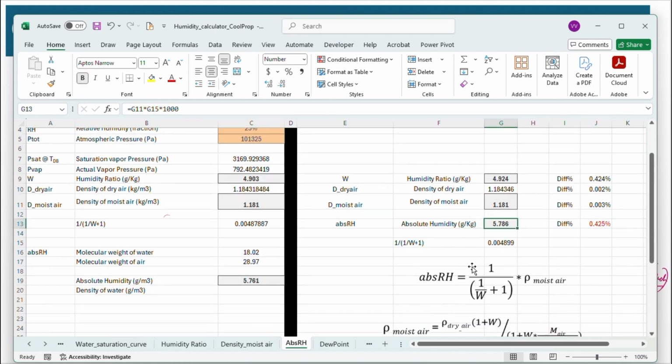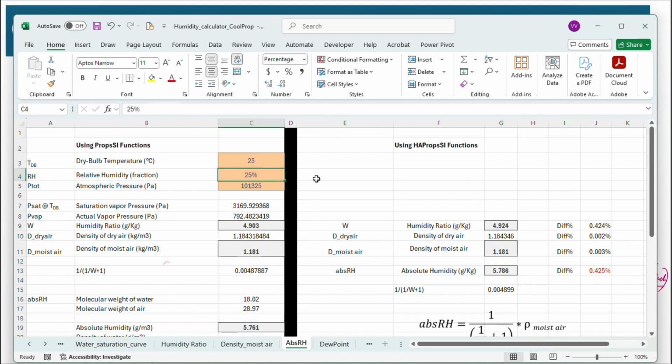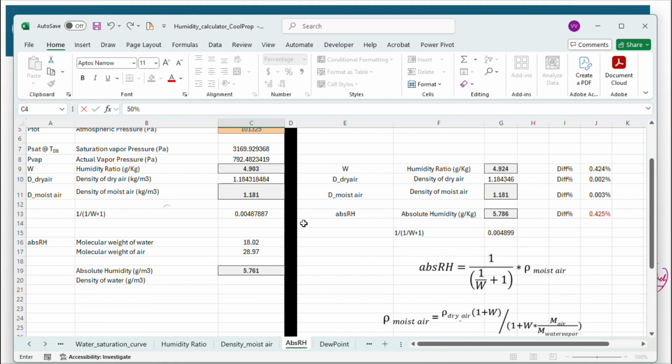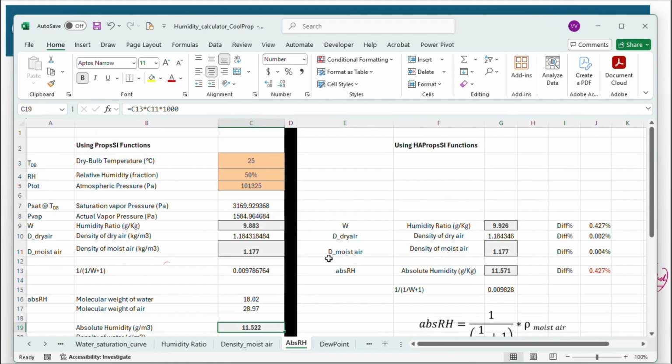So what happens when relative humidity increases? When relative humidity increases, absolute humidity also increases, and it decreases when relative humidity decreases. All right.